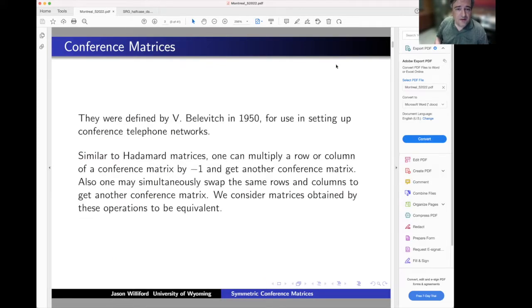These were defined back in 1950. This was originally for telephone conference calls, but like association schemes in general, it's the sort of thing that can come up in different ways, and so it is an interesting idea beyond its original application.